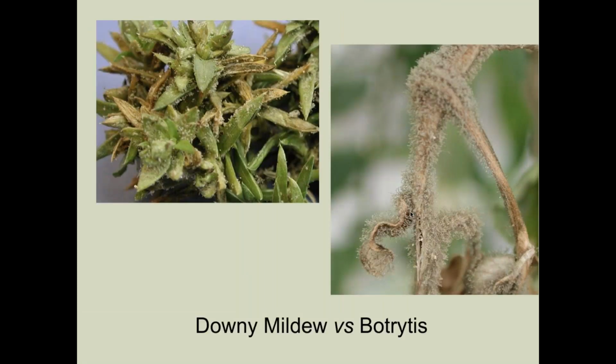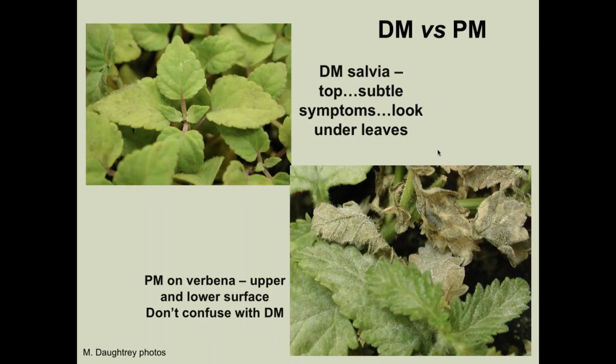Moving right along here. All right, so here's some examples of downy mildew versus botrytis. A lot of times it's possible to mistake one for the other, but again, look for those angular leaf spots. Downy mildew is a little bit more of a granular looking spore production, in this case on creeping phlox. And over on the right is that botrytis. So botrytis is very gray, a little bit more powdery looking spores compared to the downy mildew.